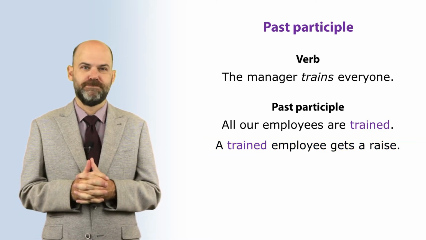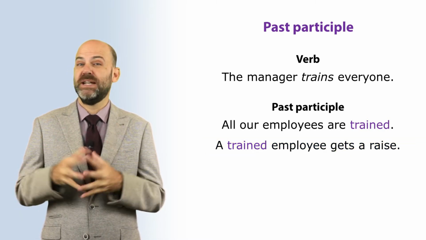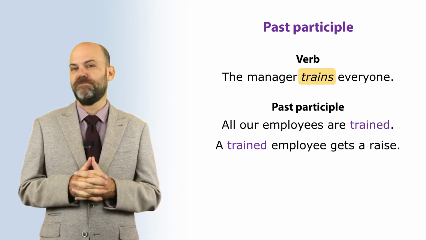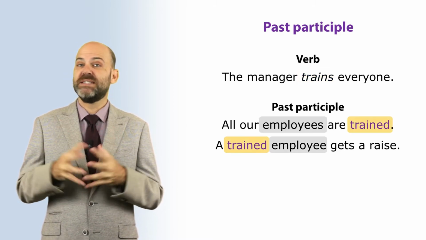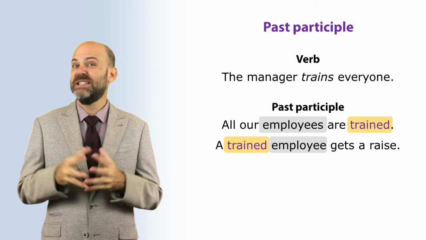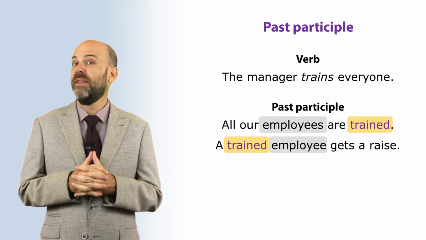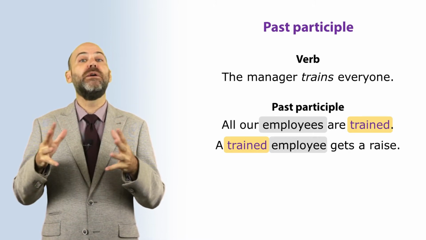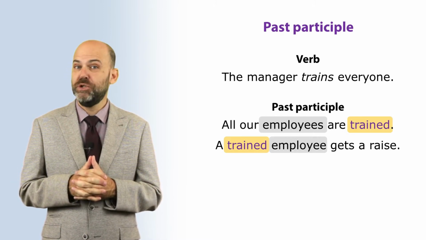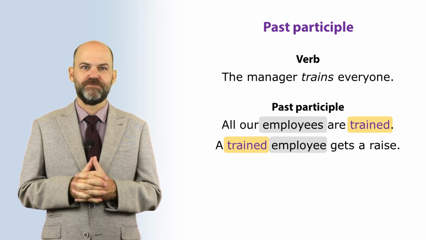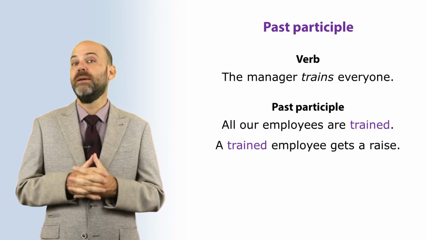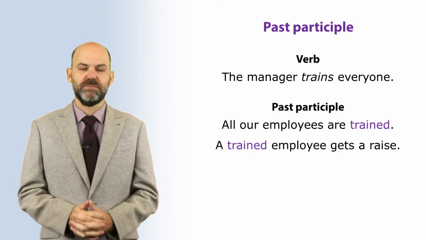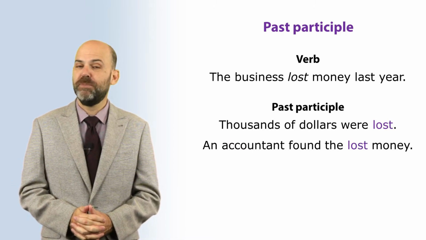Nice job. In the first sentence, trains is a present tense verb. In these sentences, trained is a past participle that describes the employees. Here, the word trained is used as an adjective. Okay, let's try some more verbs as past participles. Repeat after me.